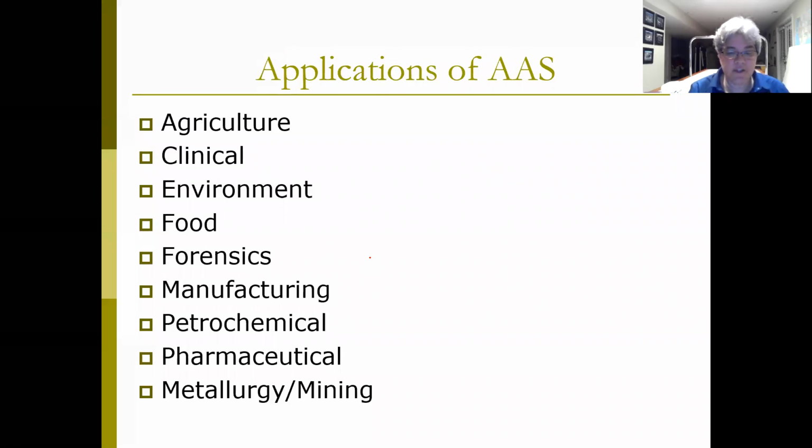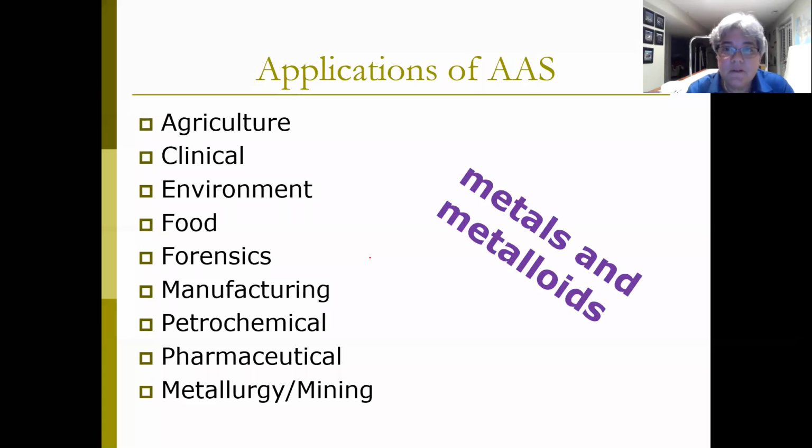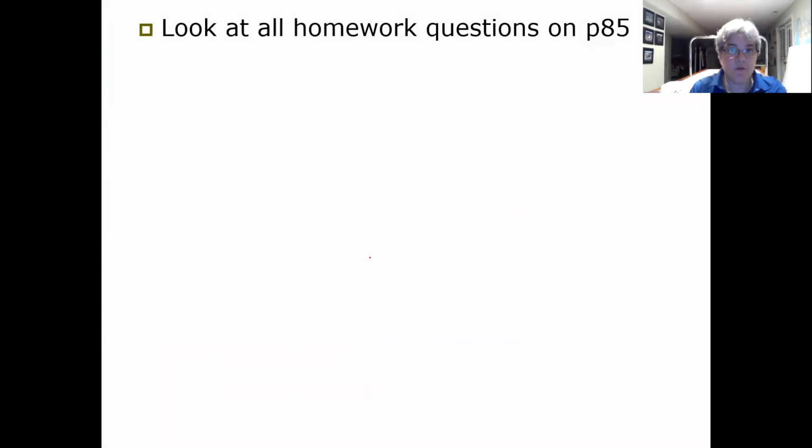Okay, so applications. It is used in all kinds of different areas. This looks like a long list, but it's actually a short list. Many, many different areas. And again, we use this method to measure metals and metalloids in various samples. Okay, so that is chapter 5. All right, so you should make sure, like you should for every chapter, that you look at all of the homework problems at the end of the book.